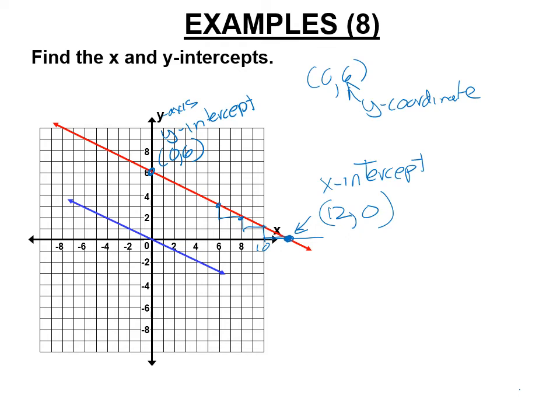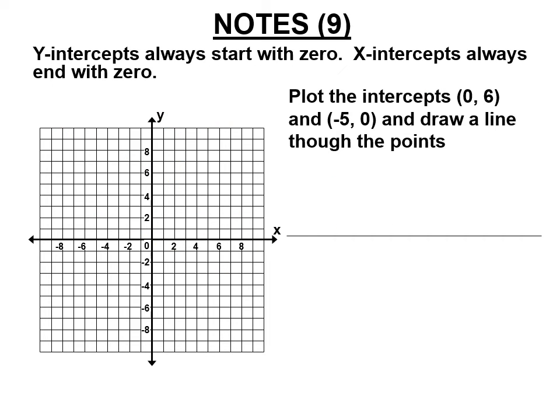Let's try that one. All right, so where does this one cross the x and y axis? It actually crosses them both at the same time, at (0, 0). So the x-intercept is (0, 0) and the y-intercept is (0, 0), because (0, 0) is on both the x and y axis. So that one has the same x and y-intercept. Y-intercepts always start with 0, x-intercepts always end with 0.